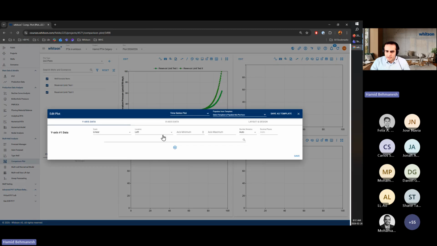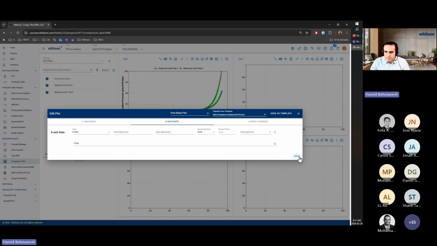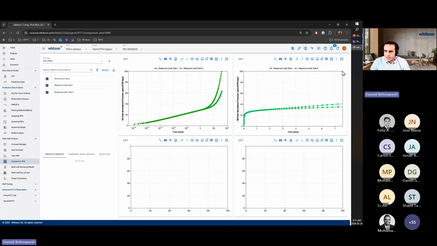On the next plot, beside it, we're going to plot the same parameter, oil rate normalized pressure. For the x-axis, we're going to leave it as time, click on save, and this is what we're going to see. The rest of the data was all cosmetic that I did. I adjusted the data, the color, the shape of the marker, et cetera.